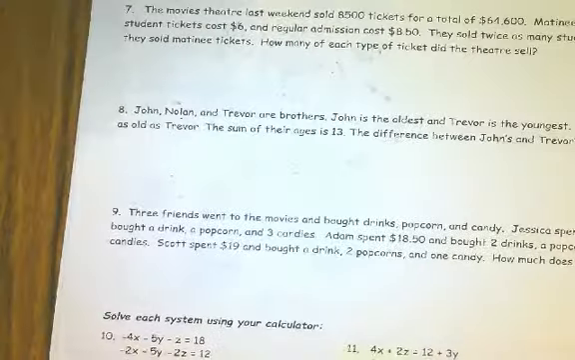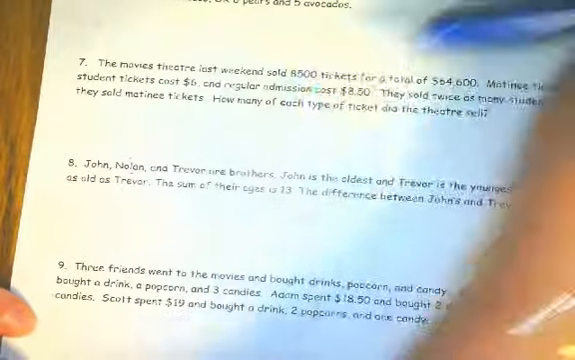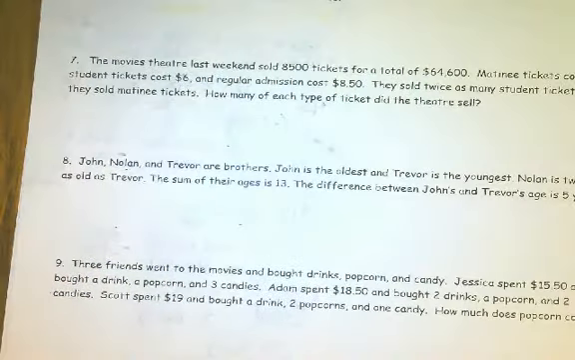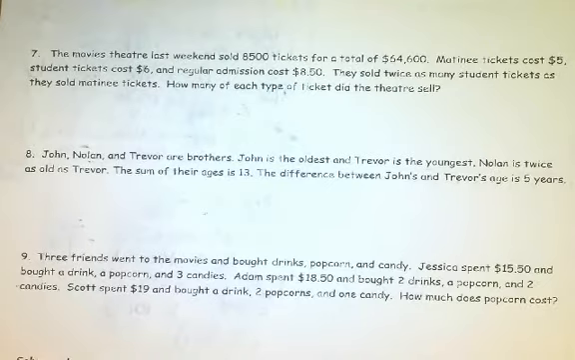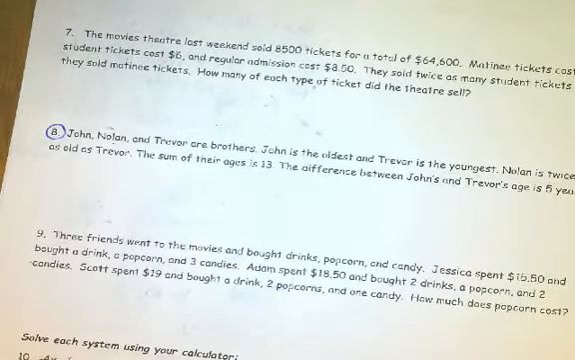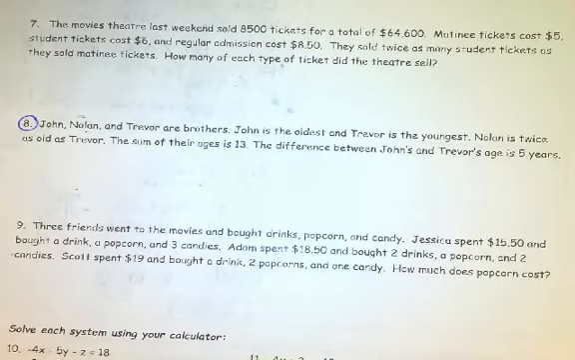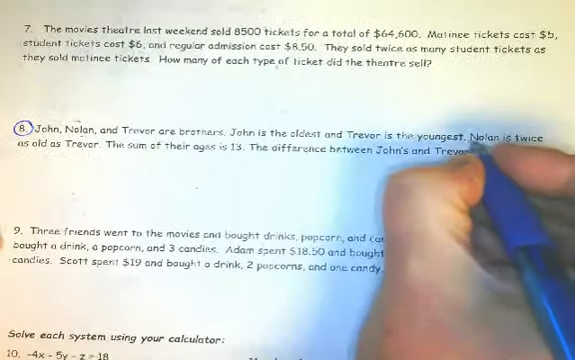All right, so over here, this is going to be the matrix with the calculator and everything. So the main thing here is you really need to know how to write the equations. I'm going to do number 8. Now this one here, you won't need to really worry about solving it. You just need to know how to write it. So they're telling me John, Nolan, and Trevor are brothers. John is the oldest, Trevor's the youngest. Here's where we start getting into the equations.